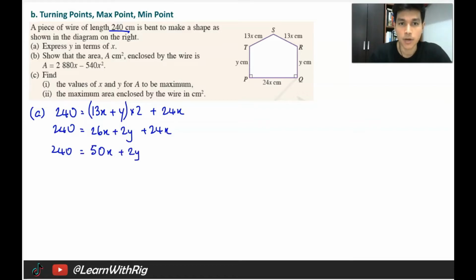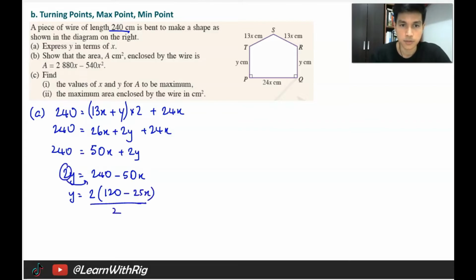So they ask you to express y in terms of x, right? So 2y equals 240 minus 50x, y equals, so here you can actually simplify, right? If I just remove 2, I will get 120 minus 25x, because the 2 I'm going to bring that side, so I get divided by 2, so here I cancel. So y equals 120 minus 25x. Okay, so you have managed to express y in terms of x.